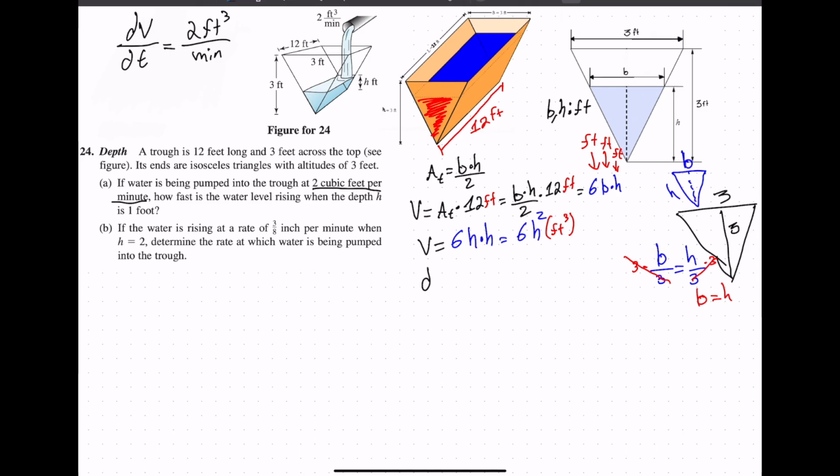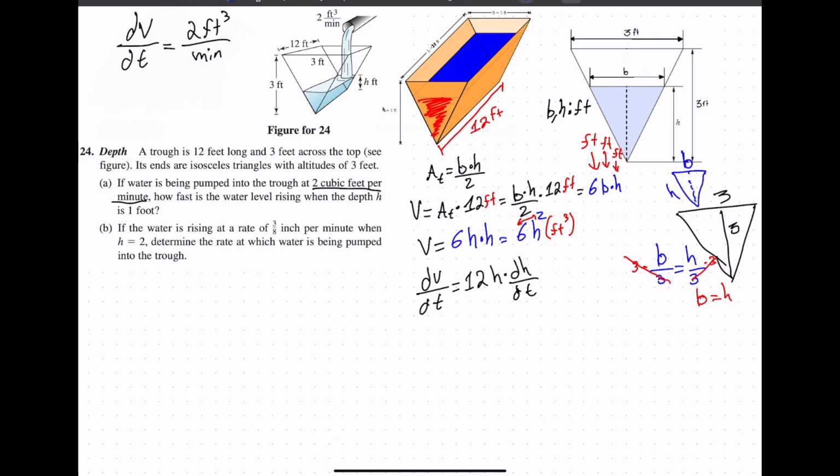All right, let's take the derivative now. So dV/dt is equal to, and now we're multiplying the power times the leading coefficient here. So 6 times 2 will be equal to 12. And then we keep an h. Now the change in height over the change in time, dh/dt.